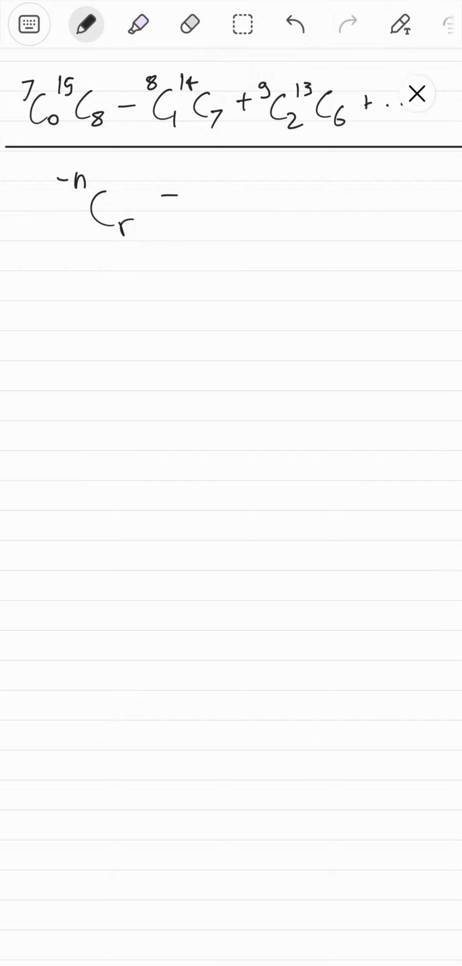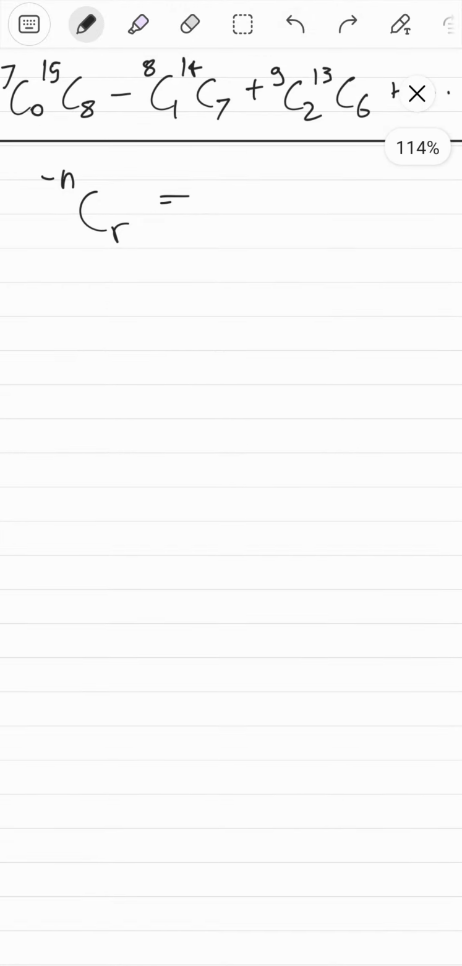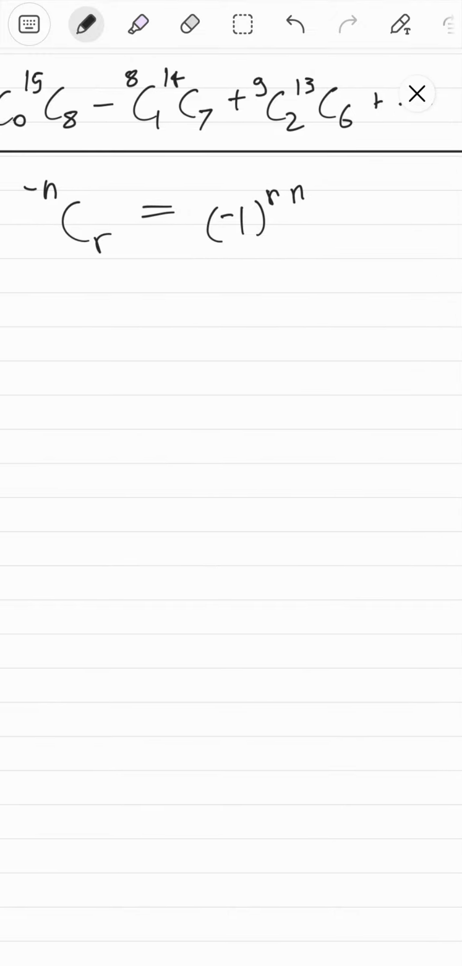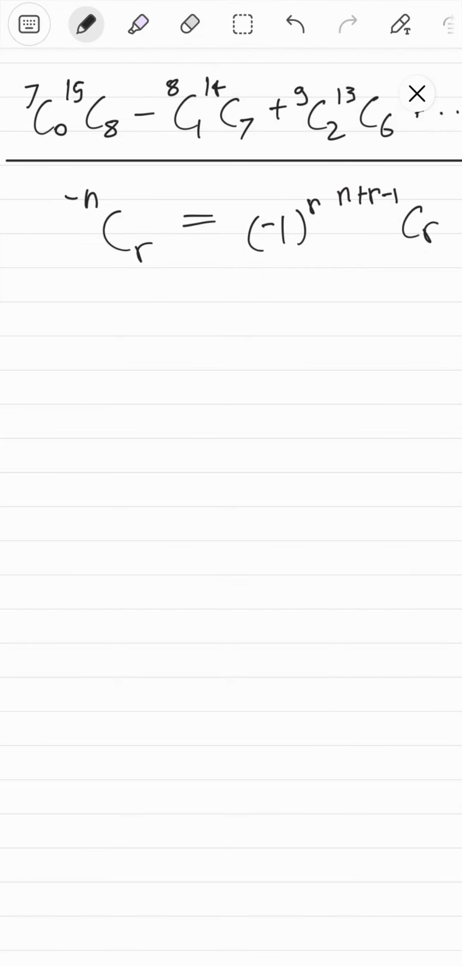So the identity that I'm talking about is that negative nCr can be written as negative 1 power r times (n plus r minus 1)Cr. Now let's use it for a few cases. By the way, what this means is that you can also write (n plus r minus 1)Cr as negative 1 power r times negative nCr. All right, now let's do this for some cases.